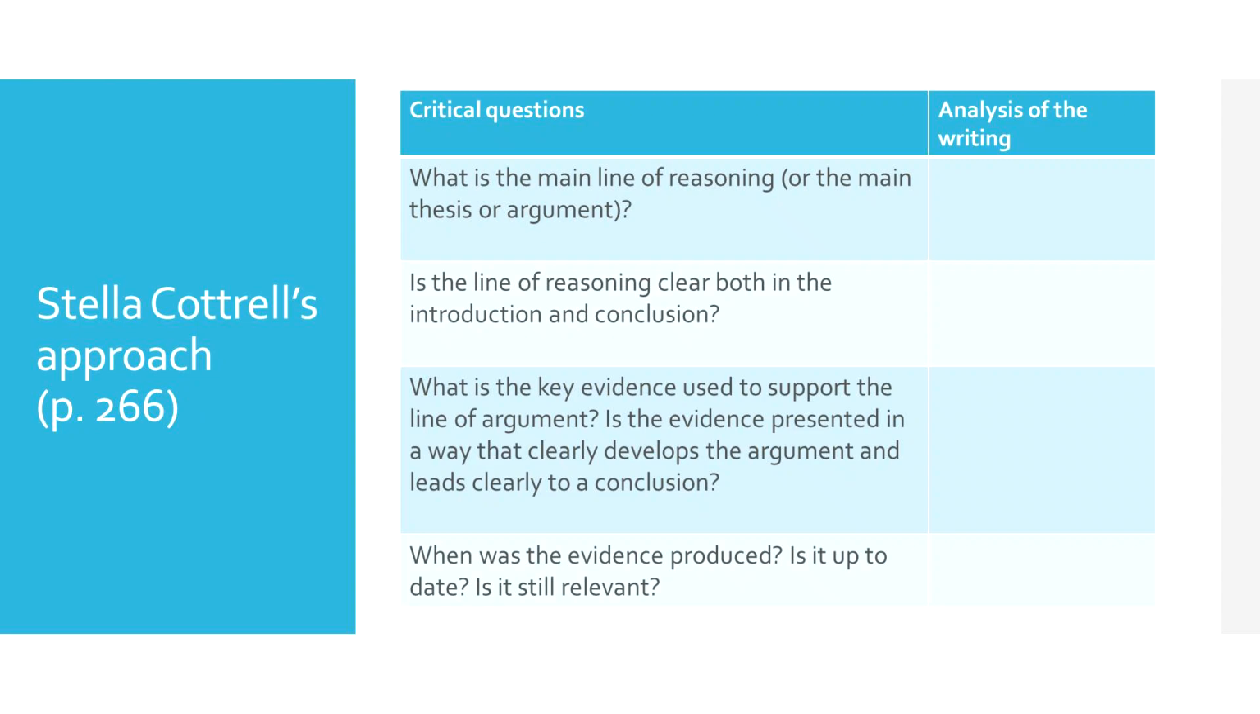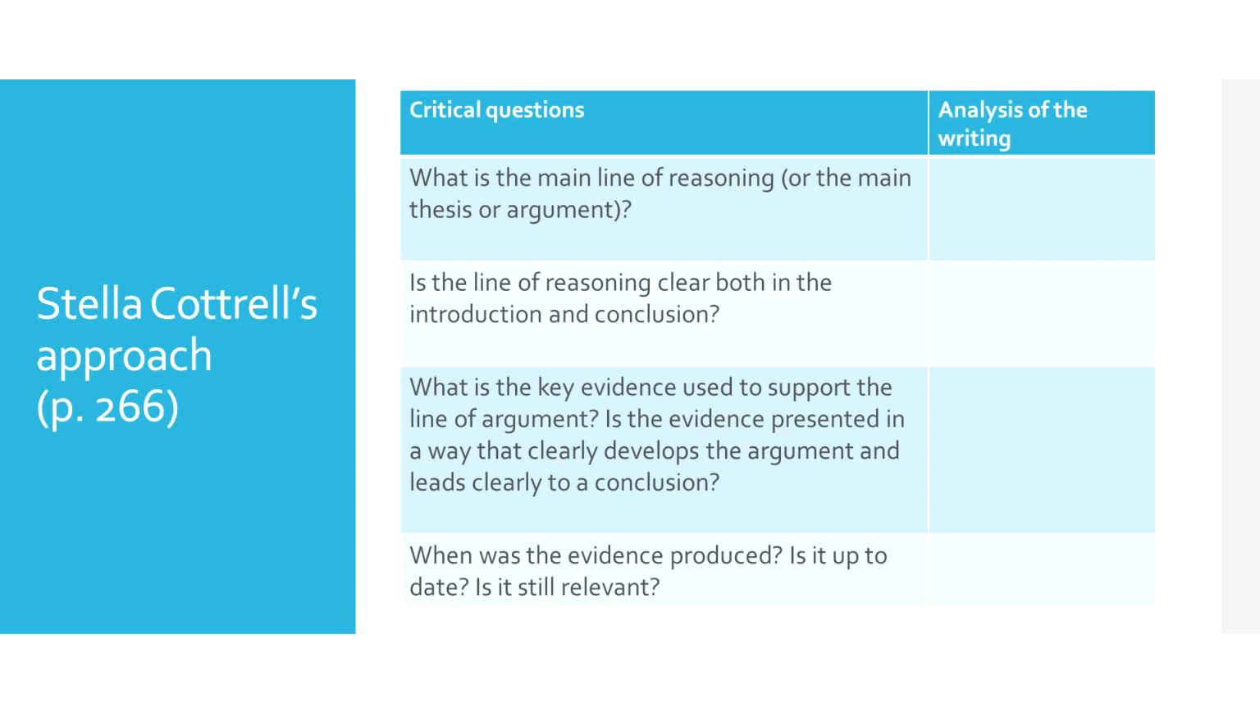And the final approach is Stella Cottrell's approach. Now, run through the questions very, very briefly. The first one, what is the main line of reasoning? So again, we're asking that reasoning question. Also, what is the main thesis or argument that's in the piece of writing? Is the line of reasoning clear, both in the introduction and conclusion? What is the key evidence used to support the line of argument? Is the evidence presented in a way that clearly develops the argument and leads clearly to a conclusion?